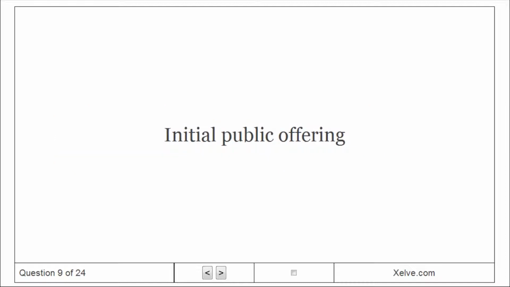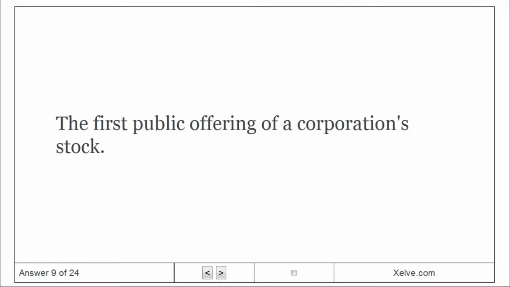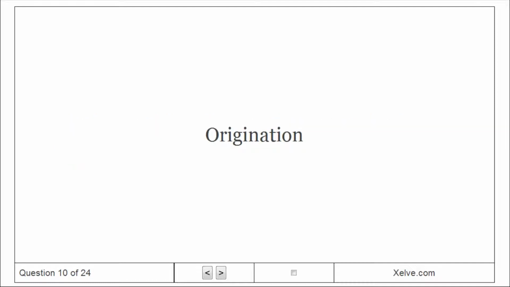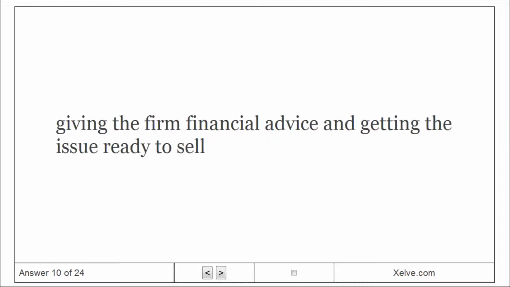Initial public offering: the first public offering of a corporation's stock. Origination: giving the firm financial advice and getting the issue ready to sell.